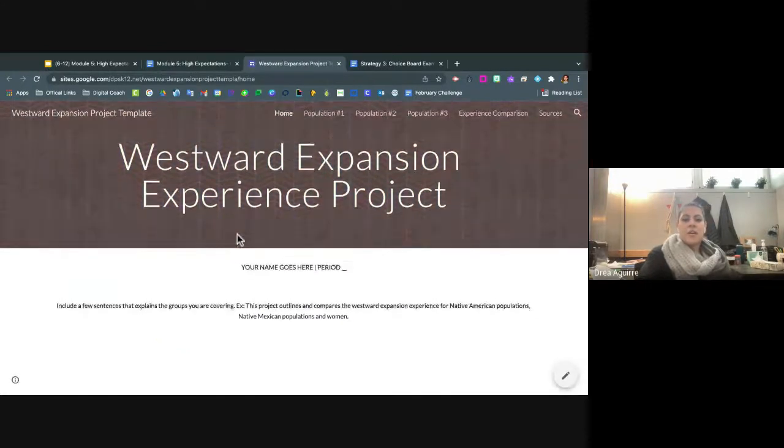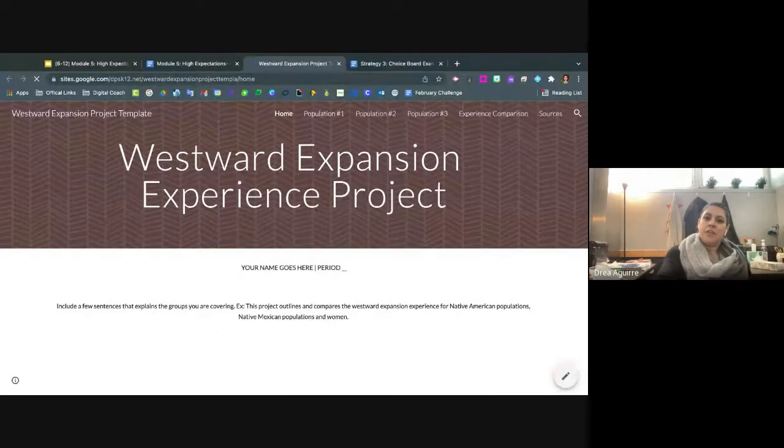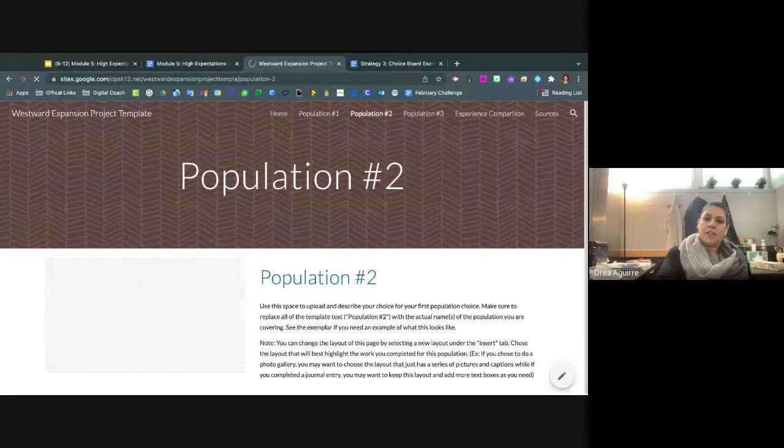And so they can go through, here's their homepage, here's where they do their 3 populations. Google Sites make it super easy where they can have different layouts, they can change the backgrounds, they can be as creative as they want to. But even if I have students who are not into graphic design or the prettiness effect of things, I can have them use this template exactly and it still looks pretty polished, put together.